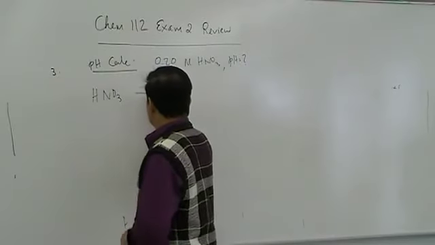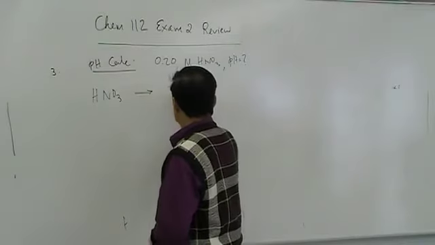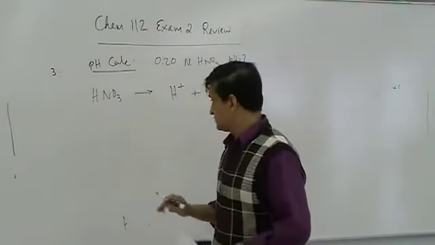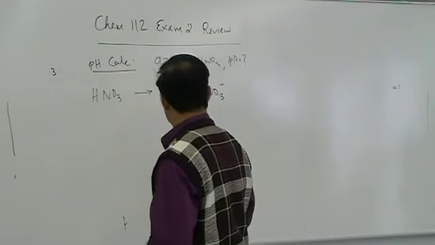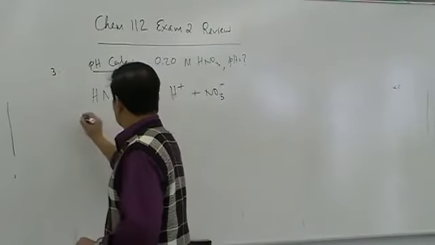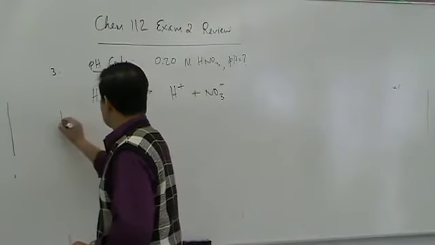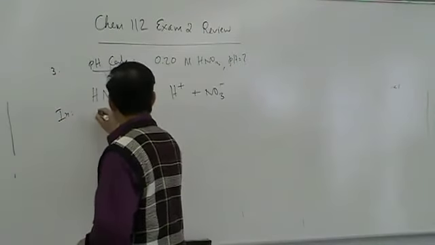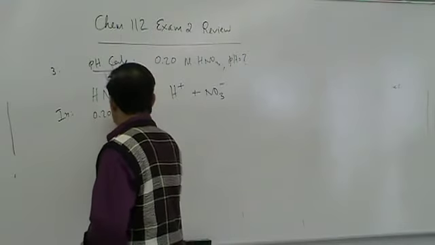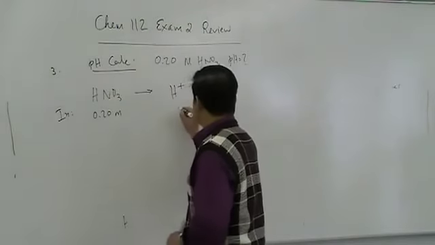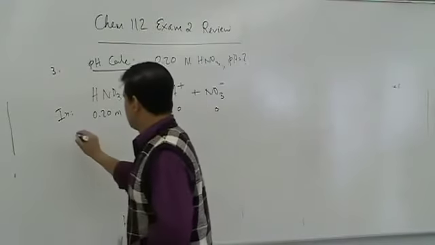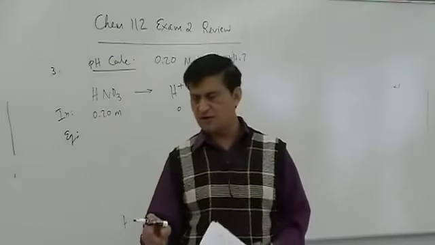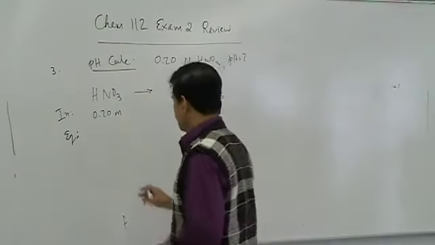HNO3, that would break down into H plus and NO3 minus. And that's going to happen 100%. So I would have initial, when it didn't have a chance, you just add it in water, 0.20 molar. And at that point, there was no H plus or NO3 minus. At equilibrium means you give it enough time, which will be pretty quick in this case, because it's all breakdown.